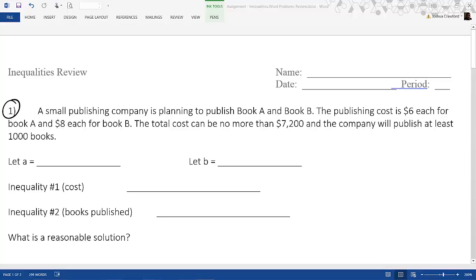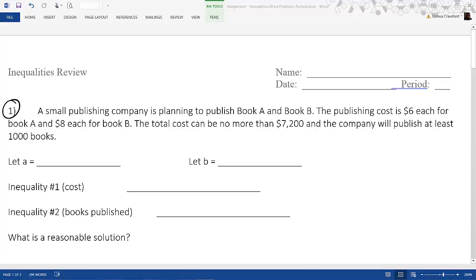A small publishing company is planning to publish a book, book A and book B. The publishing cost is $6 each for book A and $8 each for book B. The total cost can be no more than $7,200, and the company will publish at least 1,000 books. So, let's go ahead and check this out.